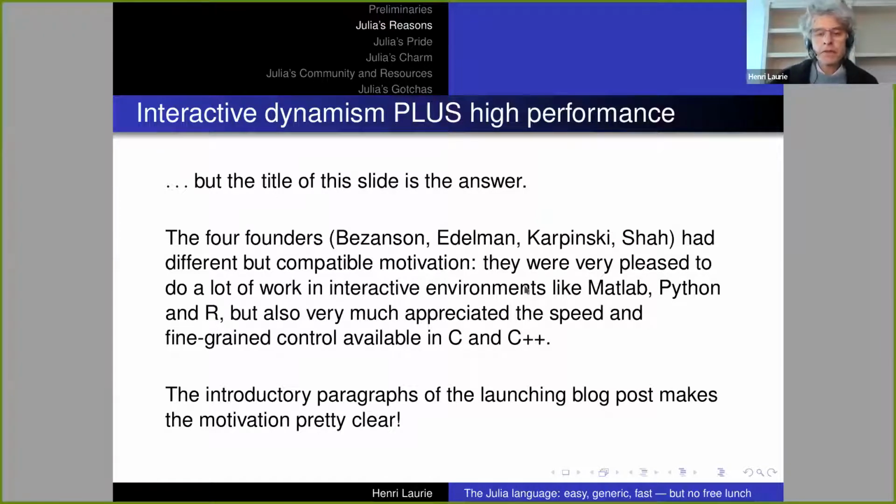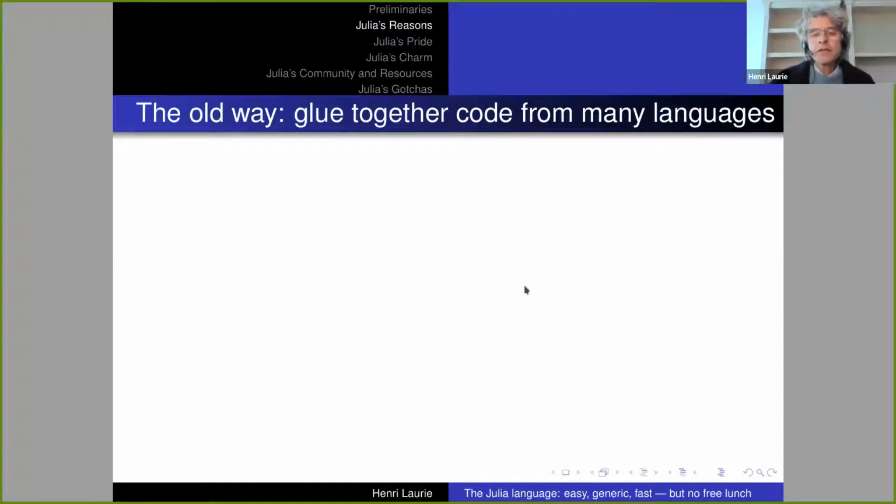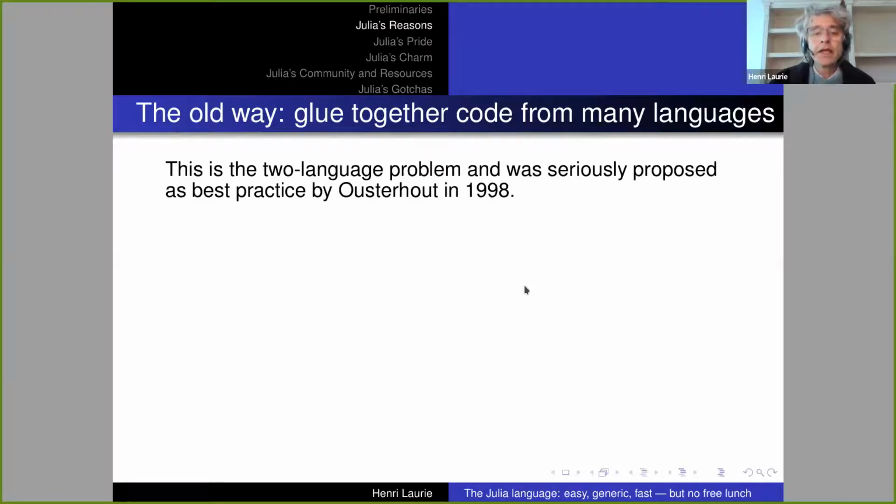Right, so I hope this is still working. So this is the old way. If you want to work in computing and you're dealing with relatively large scientific problems, then what you do is you write specialized code, pieces of code from many languages. They're very powerful. Many times you don't even have to write them. You can just find them. And then you glue them together with some kind of mechanism for gluing these things together. And this was actually already identified and seriously proposed as best practice by Ousterhout in 1998.